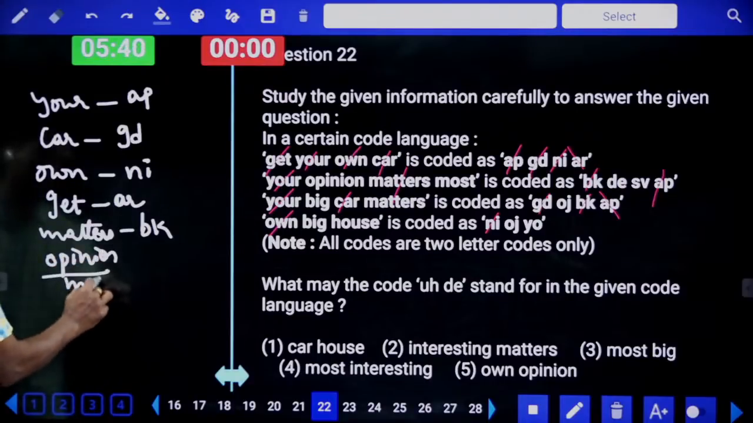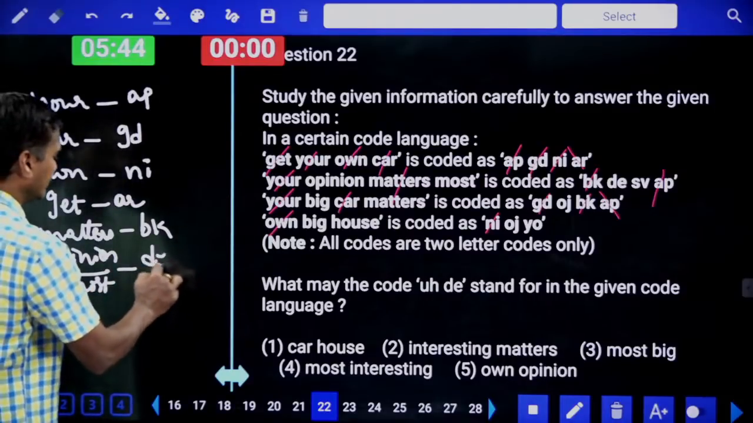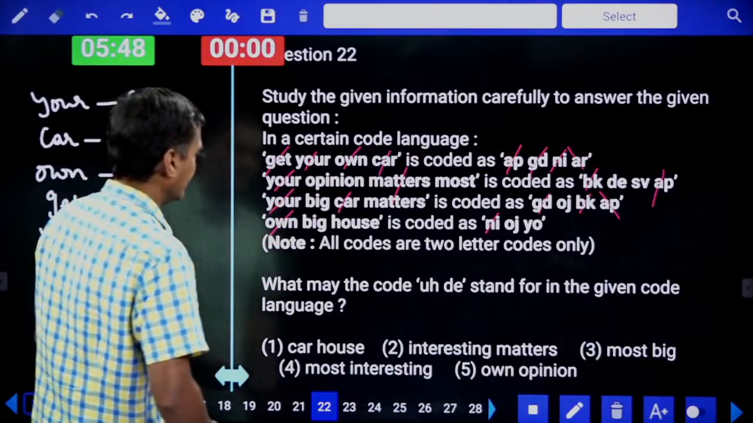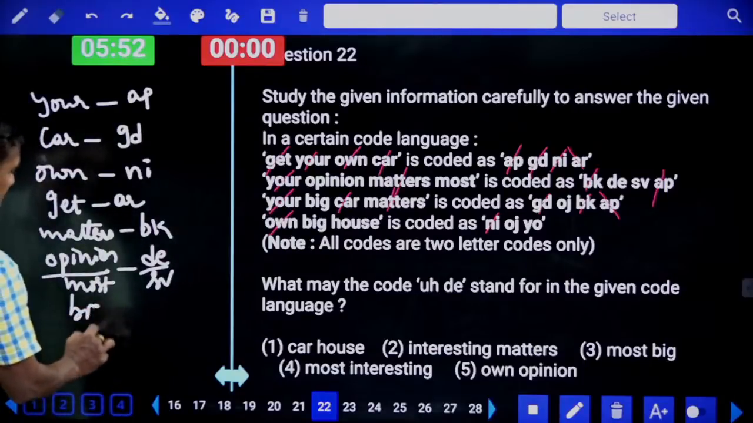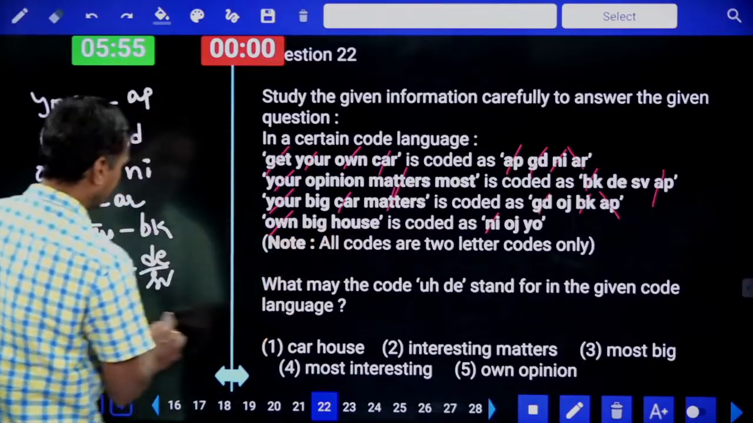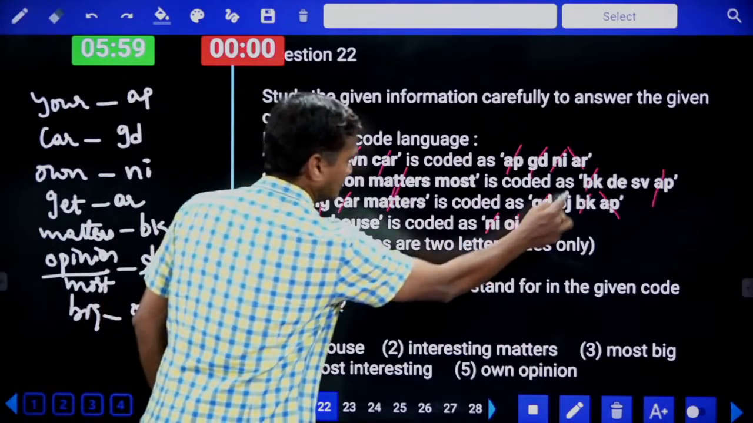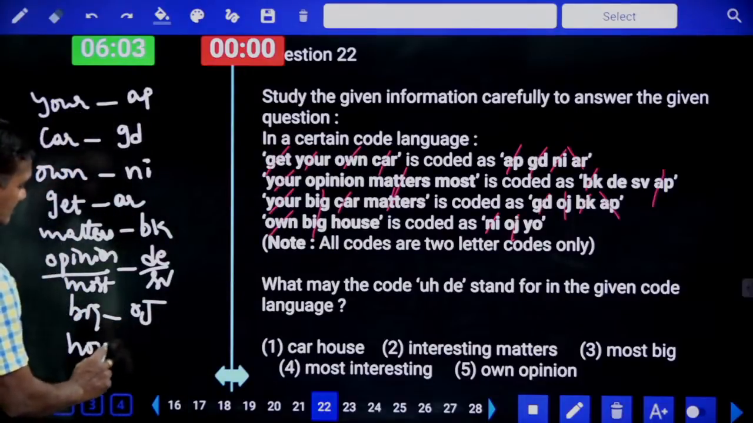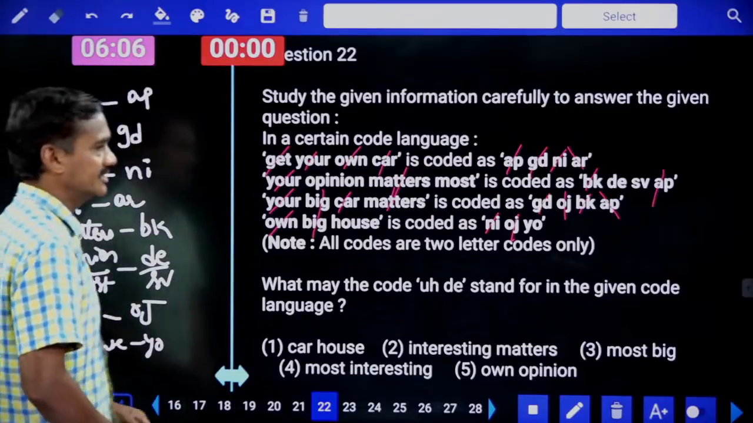Hence the codes for these two, opinion and most, must be DE or SV in any order. The next one, big and. Big is the word that is left over here, and the code that is left over here is OJ. The code for big is OJ. Here also big is here, OJ is here. And finally, house is the word left over, and the code given to the word house is YO. Now these are the words and their corresponding codes.